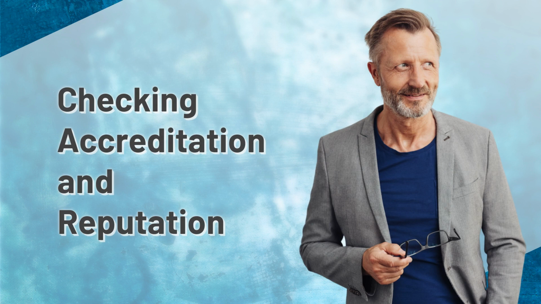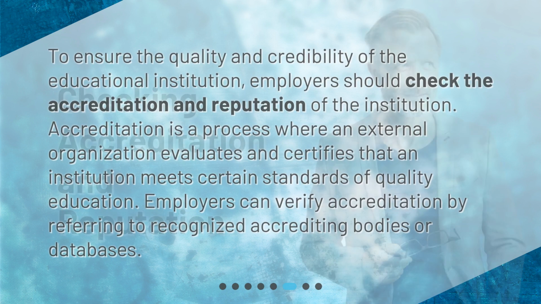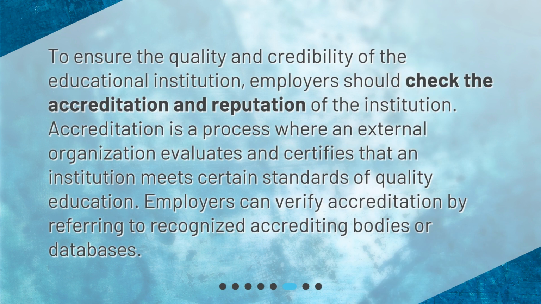Checking accreditation and reputation. To ensure the quality and credibility of the educational institution, employers should check the accreditation and reputation of the institution. Accreditation is a process where an external organization evaluates and certifies that an institution meets certain standards of quality education. Employers can verify accreditation by referring to recognized accrediting bodies or databases.